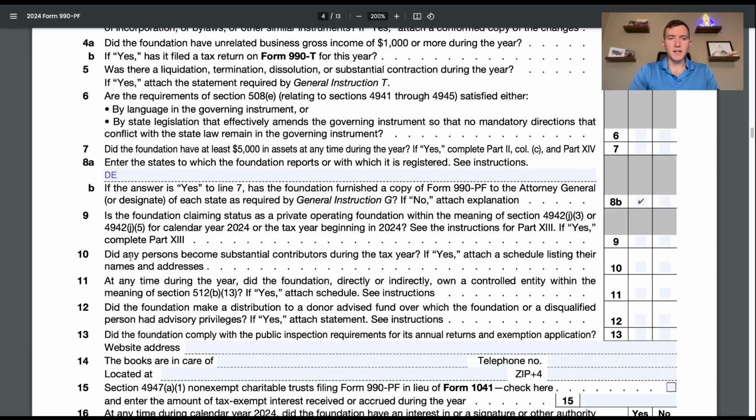The ninth most common mistake has to do with substantial contributors. That means somebody that has contributed more than $5,000 in any given year to the foundation or more than 2% of the overall proceeds of the foundation. This starts with line 10 here. Did any persons become substantial contributors during the tax year? If yes, attach a schedule listing their names and addresses. Again, this is very commonly missed. It's a little checkbox, yes.